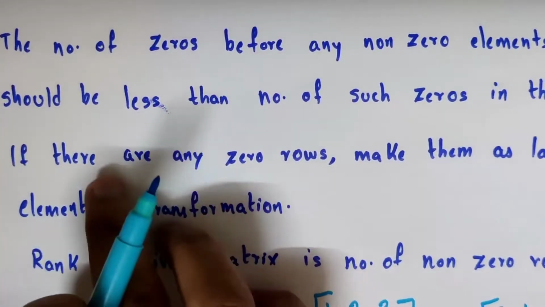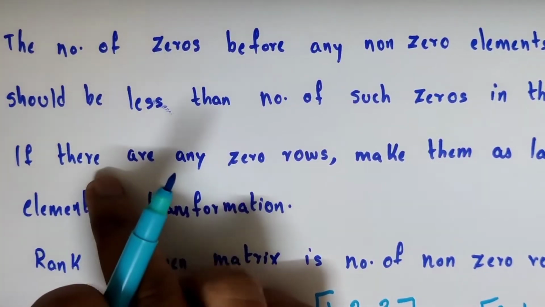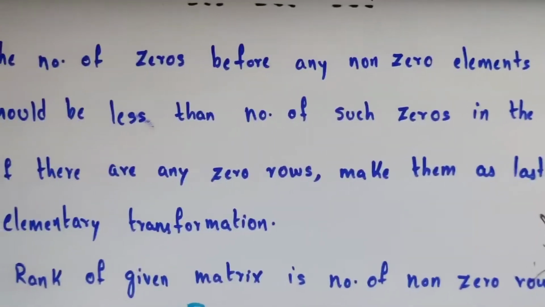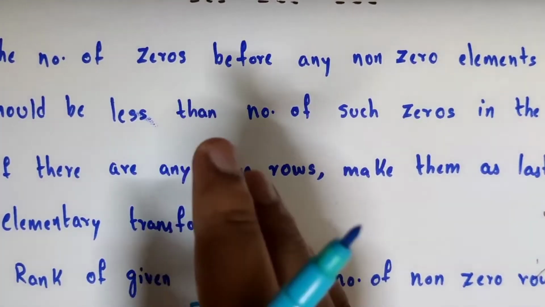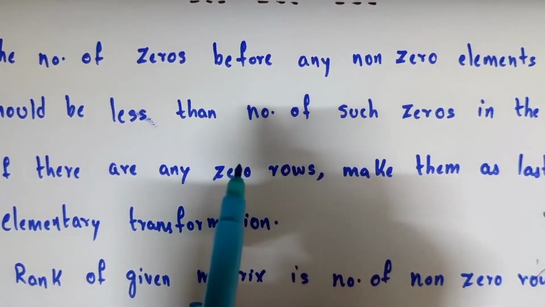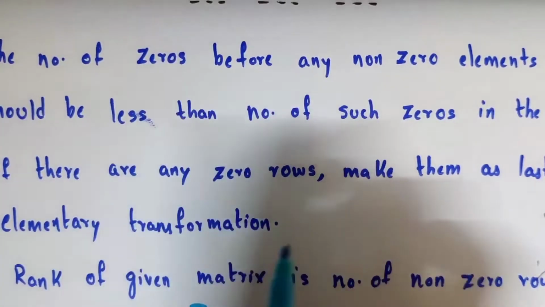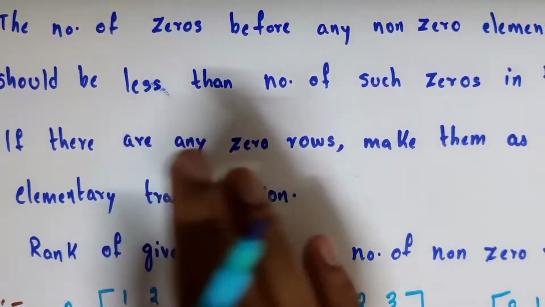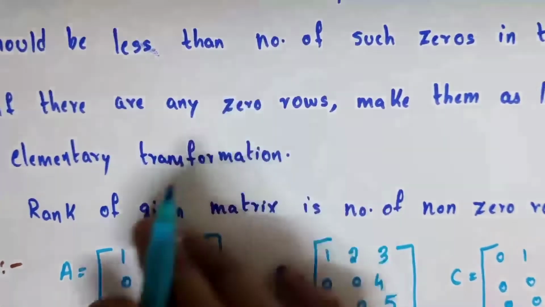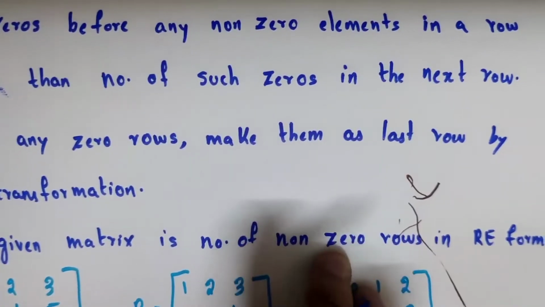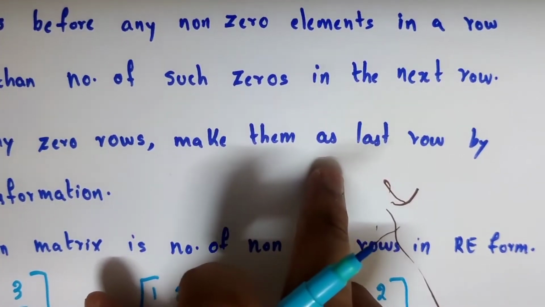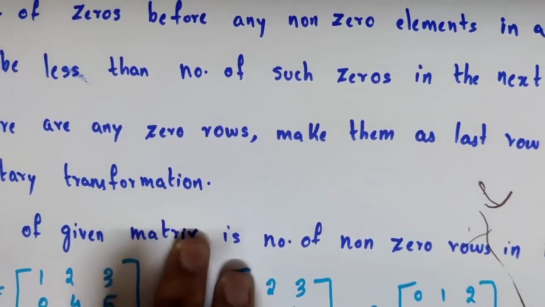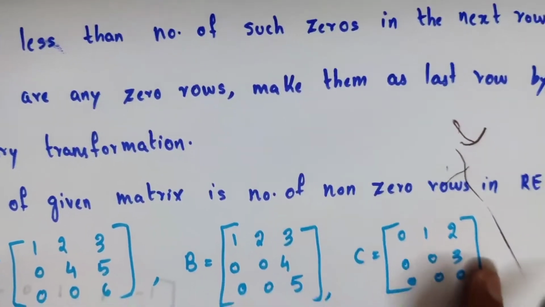And what is the second statement? If there are any zero rows, it means the entire row is zero. Make them the last row by elementary transformation. So if there are any zero rows present in a matrix, then it must be the last row when you consider it as a row echelon form. Now the main thing is how to find the rank. The rank of the given matrix is the number of non-zero rows in row echelon form. So once you convert it into a row echelon form, the number of non-zero rows present in that row echelon form is our rank.